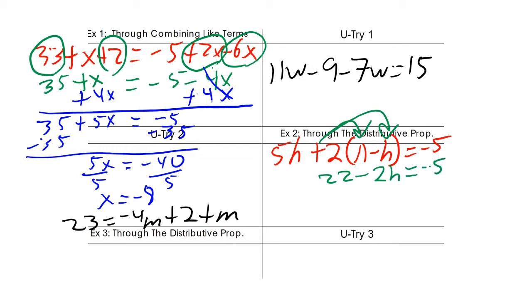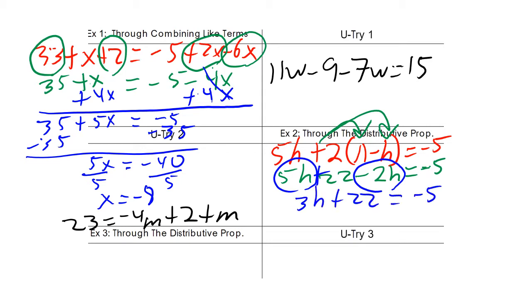I bring down the equals negative 5, bring down the 5h, and again I have to combine like terms on a side. Whoops, there's a plus sign missing there. I'm going to add 5h and negative 2h, which gives me 3h plus 22 equals negative 5, and now I have a two-step equation. I'll subtract 22 from both sides, and I'll get 3h equals negative 27. Divide both sides by 3, and h is equal to negative 9.